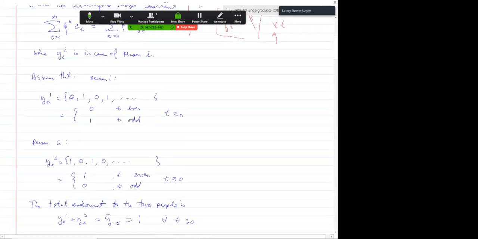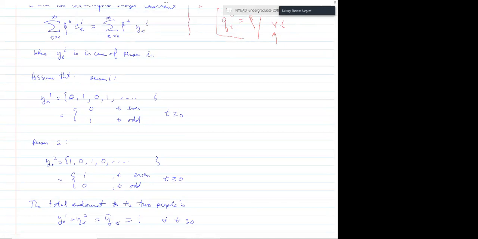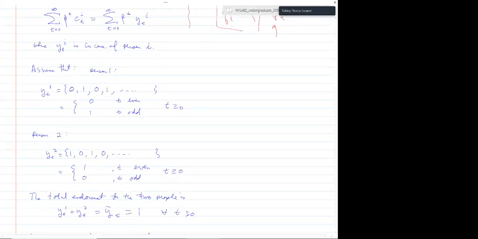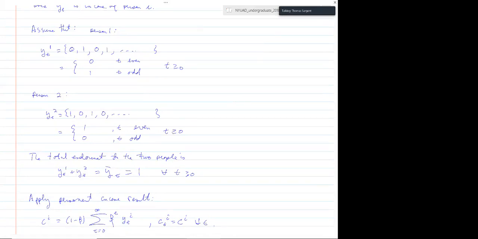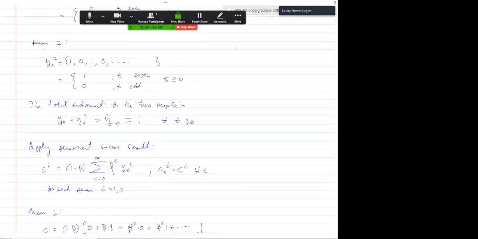So we're going to do our example. We're going to assume that person one has endowment 0, 1, 0, 1, 0, 1: 0 for t even, 1 for t odd. Person two is going to have endowment 1, 0, 1, 0, 1, 0. So it looks like I changed this from yesterday. Now I've made person two the person who's endowed early, and person one is endowed a little bit late. I've arranged this as yesterday so that the total endowment for the two people is 1.